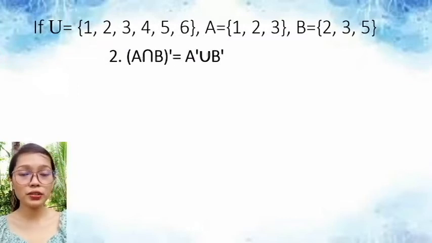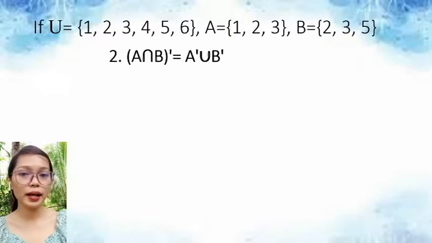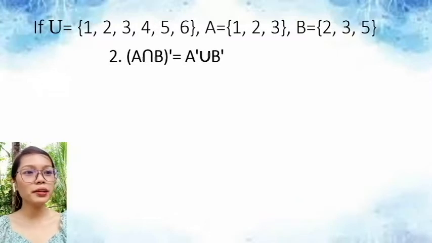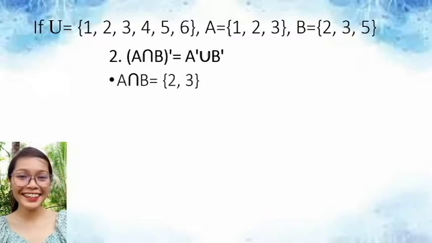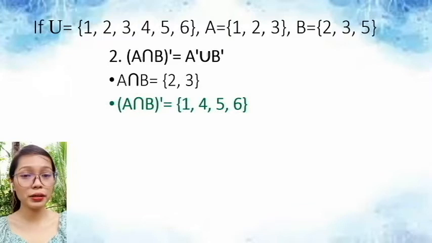For A, 1, 2, 3. For B, 2, 3, and 5. Okay, simplify first nato itong sulod sa parenthesis, which is sa left hand side nato is A intersect B. Unsa may intersection na A ug ni B ani nga given? Yes, 2 and 3. Unsay may wala ni A intersect B nga nani universal set mo na siya A intersect B prime. That is 1, 4, 5, and 6.